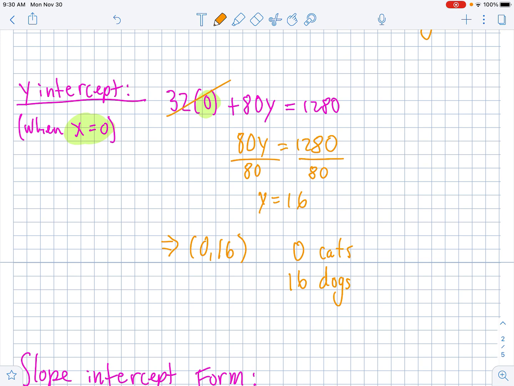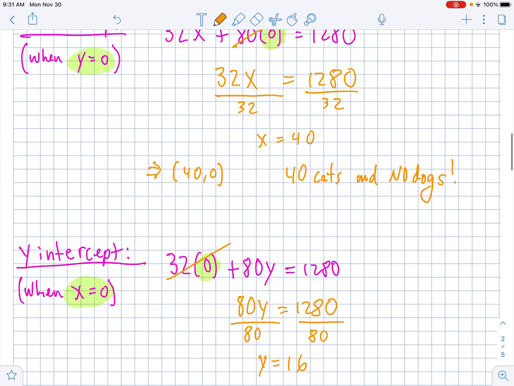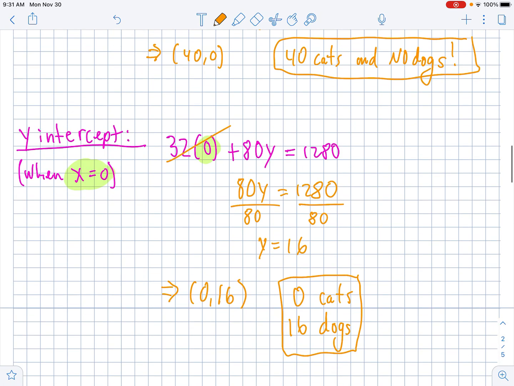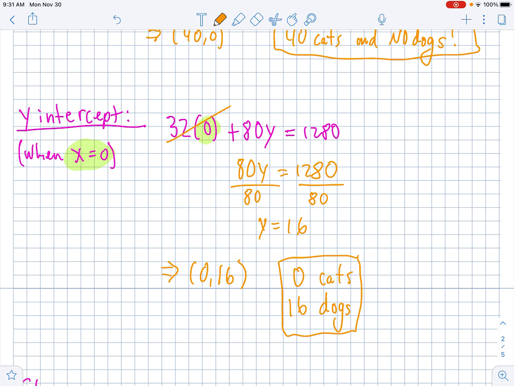So you can think of that as the maximum amount of dogs they could have would be 16. And then the maximum amount of cats they could have would be 40. But there could be lots of combinations in between that, like less than 40 cats and less than 16 dogs, but have some sort of mix of the numbers.